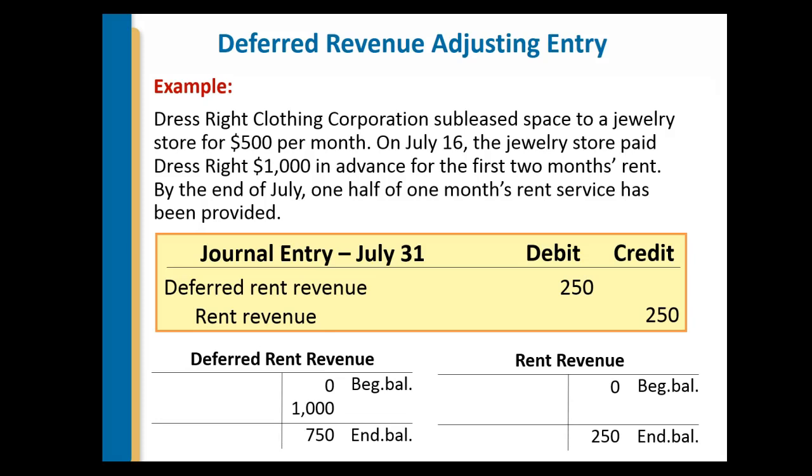After this entry is recorded and posted to the ledger accounts, the deferred rent revenue account is reduced to a credit balance of $750 for the remaining 1.5 months' rent. And the rent revenue account will have a $250 credit balance. If we don't record this entry, then net income and also shareholders' equity through retained earnings would be understated, and the liabilities would at that time be overstated.